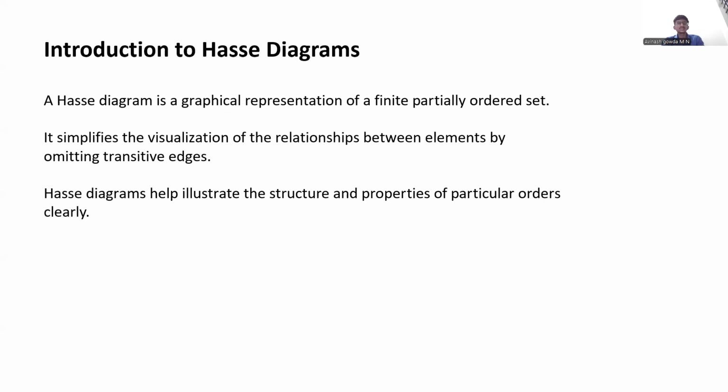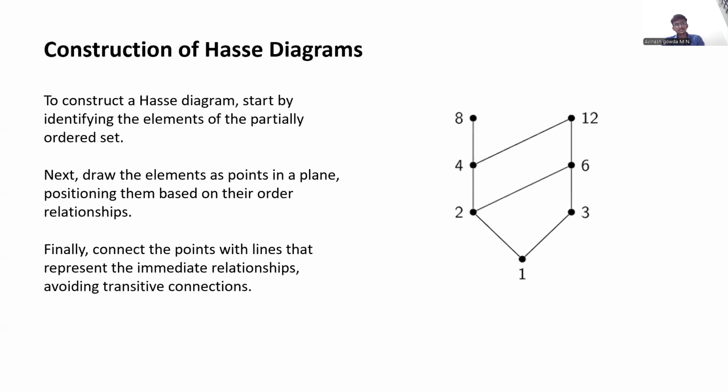And now, introduction of Hasse diagrams. A Hasse diagram is a graphical representation of a finite partially ordered set. It simplifies the visualization of the relationships between elements by omitting the transitive edges. Hasse diagrams help illustrate the structure and properties of partial orders clearly.